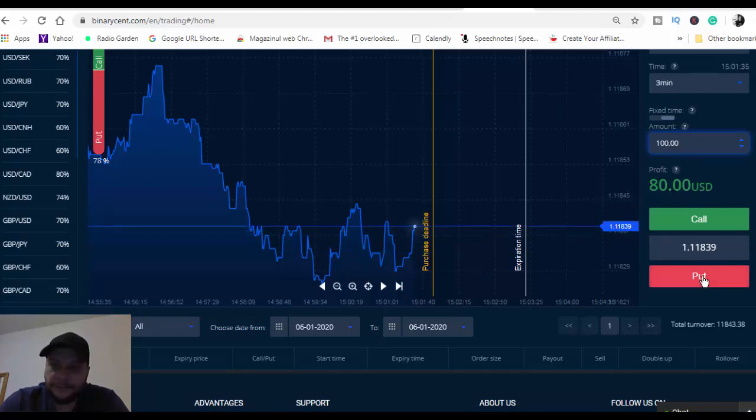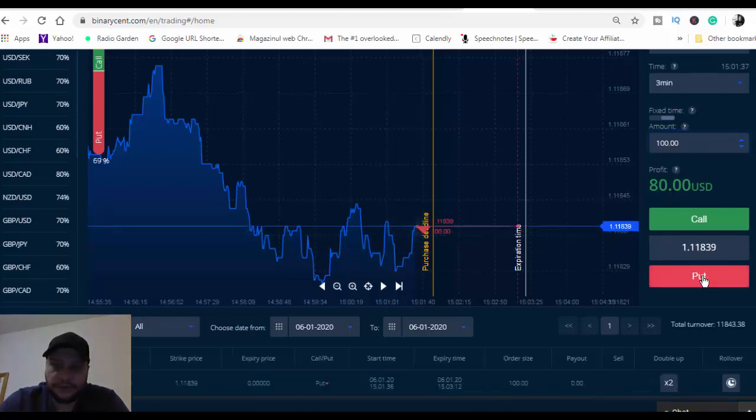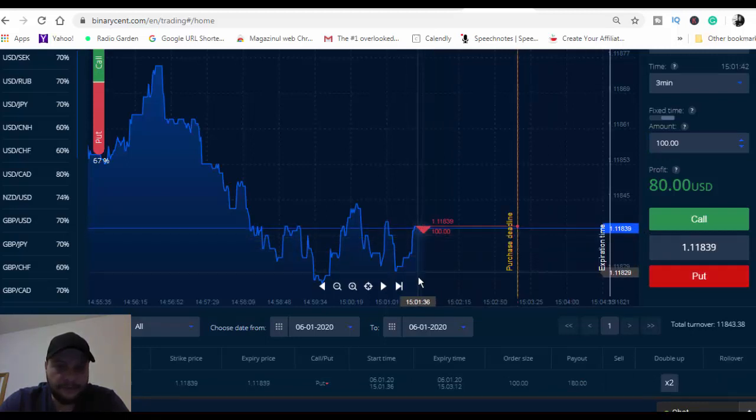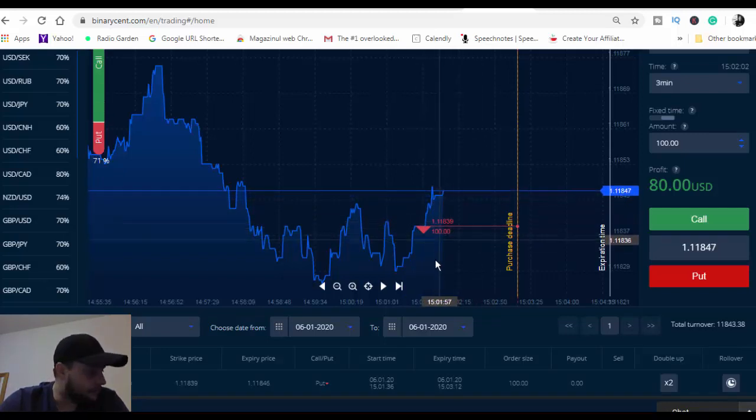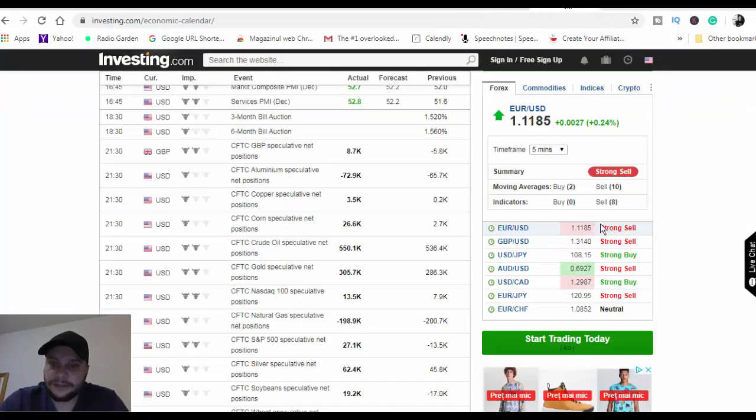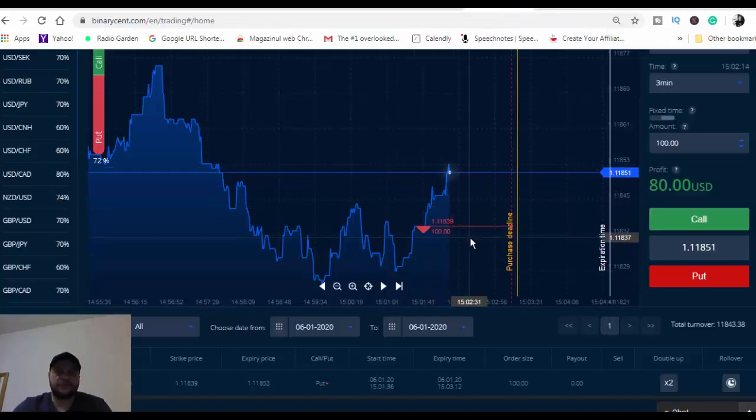Now it's up, and now we make a put because it went up again, and now it'll go back down and it will not go higher than this line. Right now it's not in the money because it's higher than this line. It should be below this line, but it will go down because it was our signal from here. It's a strong sell, so it will go down for sure.